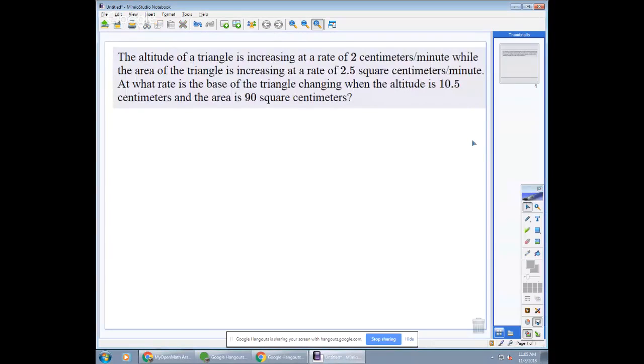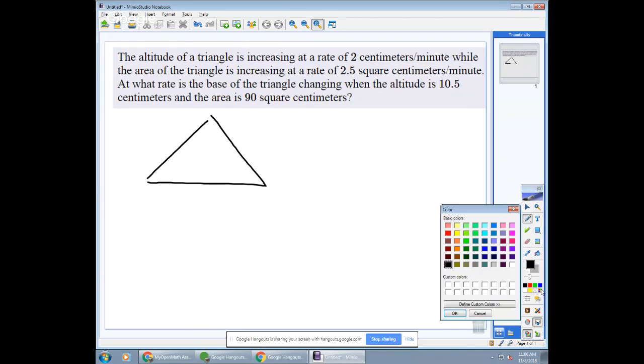All right, altitude of a triangle is increasing at a rate of 2 centimeters per minute, while the area of the triangle is increasing at a rate of 2.5 square centimeters per minute. At what rate is the base of the triangle changing when the altitude is this and the area is that? All right, so we've got some triangle. And there is an altitude.